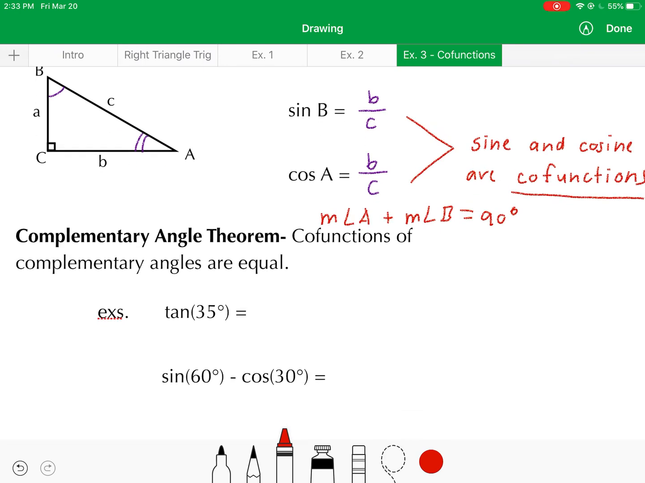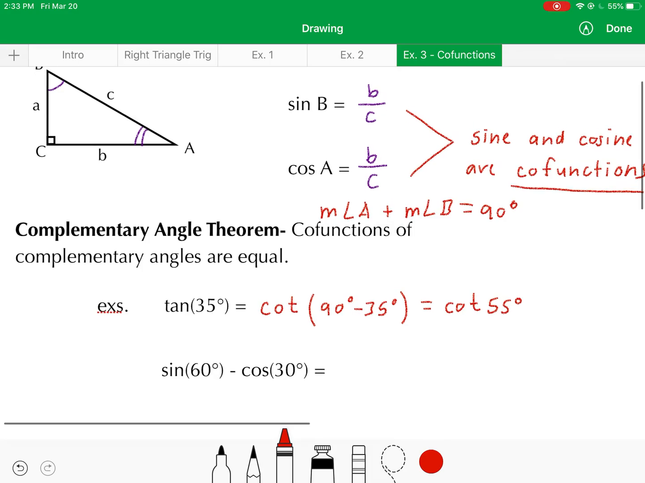All right, so by this theorem, we could say tangent of 35 degrees would be equivalent to its cofunction cotangent of 90 degrees minus 35, or cotangent of 55 degrees. Okay.